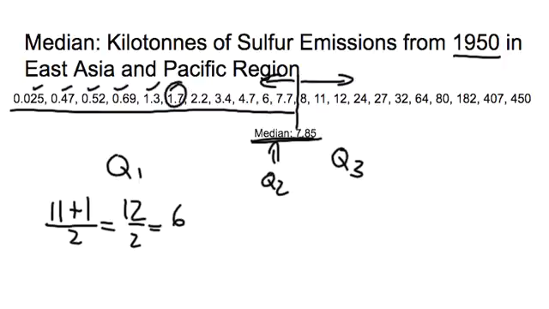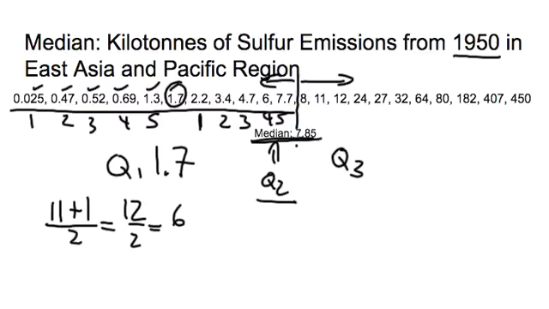What that shows me is that there are 1, 2, 3, 4, 5 pieces of data below that, and 1, 2, 3, 4, 5 pieces of data above that. So our first quartile is 1.7. Remember, our second quartile is the median, so that's 7.85.